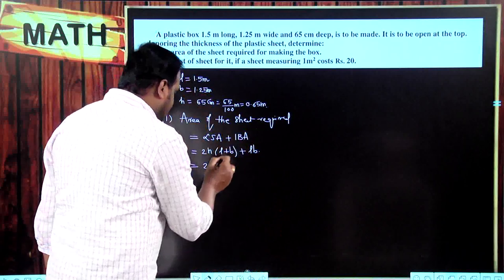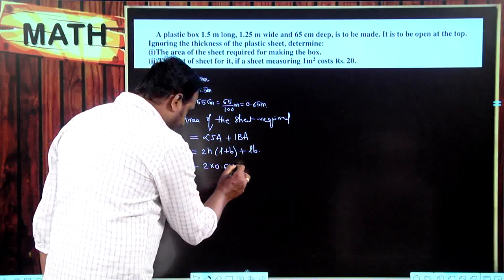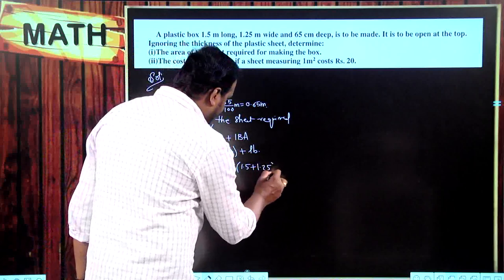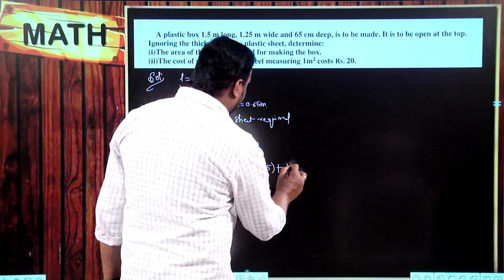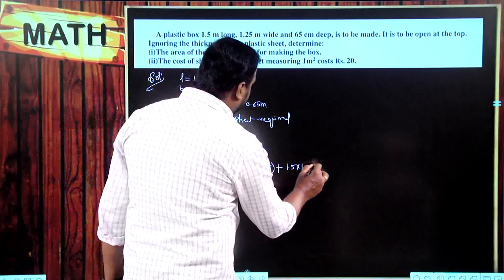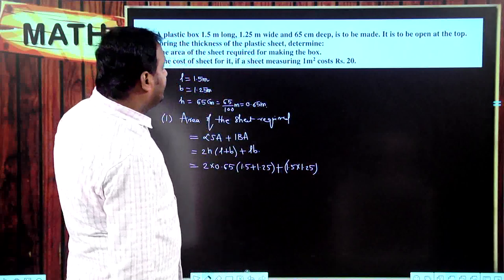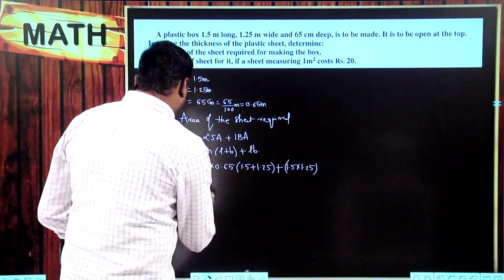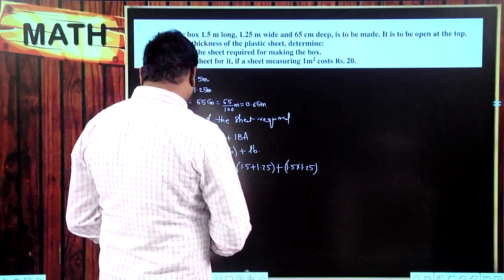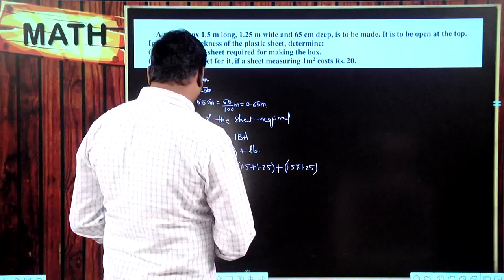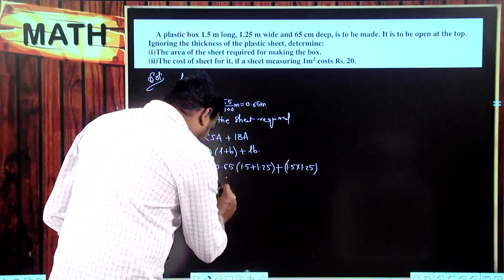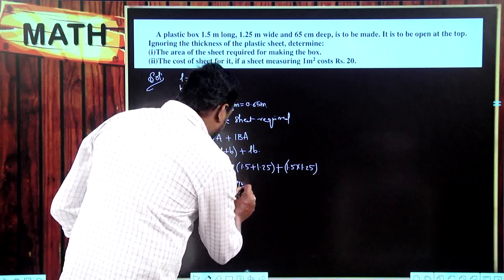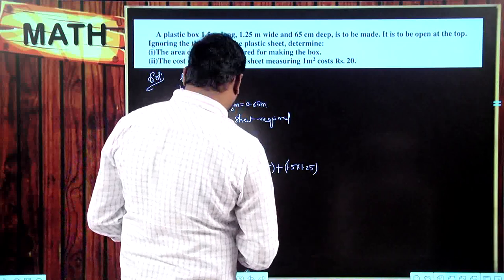Okay. When I substitute all the values here, it is going to be 2H, where H is 0.65, into L plus B. L is equal to 1.5 plus breadth is equal to 1.25, plus L into B, 1.5 multiplied by 1.25, which will give the total area of the sheet required for making the box. So, I am going to use my calculator in order to find the solution. So, 2 into 0.65 is going to be of course 1.3, multiplied by 1.5 plus 1.25, which is going to be 2.75, and then plus 1.5 multiplied by 1.25.